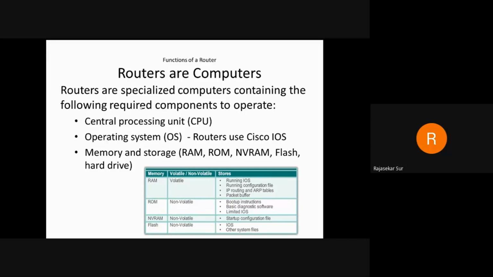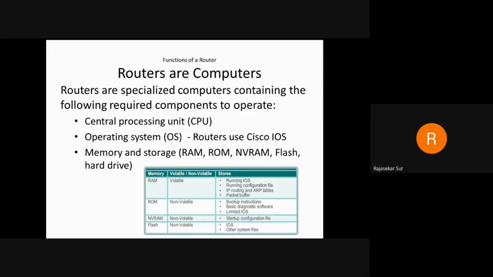Now, routers are almost like computers. There is no keyboard, there is no mouse, there is no monitor, but the CPU is the same. So a router is almost a computer. Routers are specialized computers containing all these things. Everything will be available. CPU: a CPU is available in your computer, the central processing unit. We can say it is a processor.